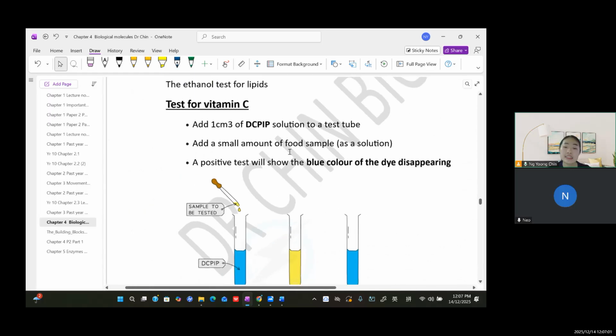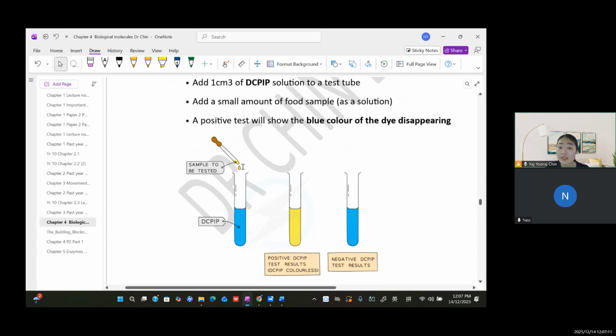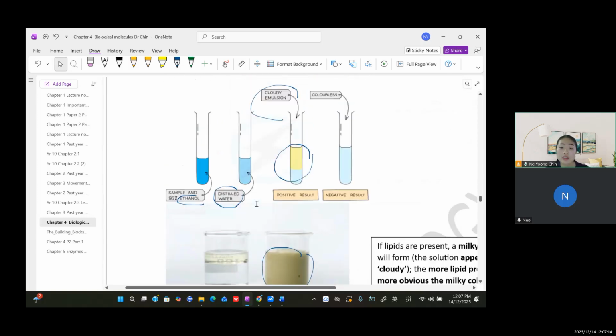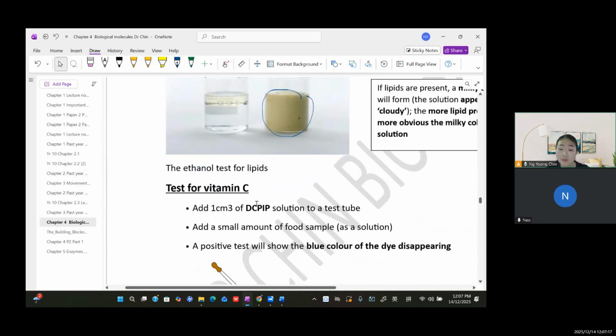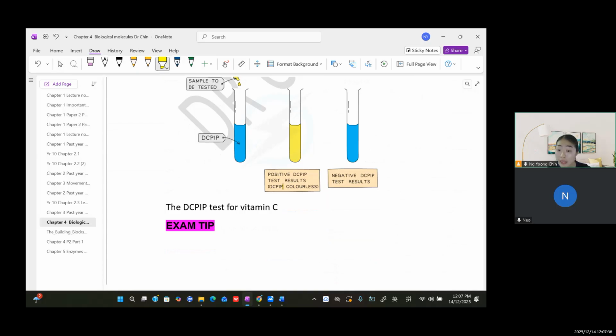Then how about the vitamin C test? If you want to test for the presence of vitamin C inside the food contents, you should use the DCPIP solution, which is initially also blue in color, same as the Biuret and Benedict's solutions, which are initially blue. So the DCPIP is initially blue, but when it is added to a food sample that contains vitamin C, from blue it will change to what? Colorless. They change color and become transparent.